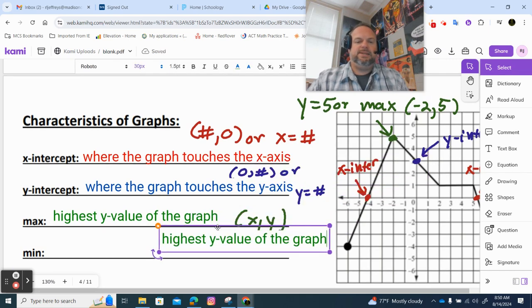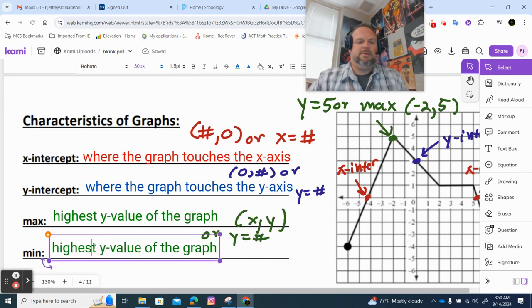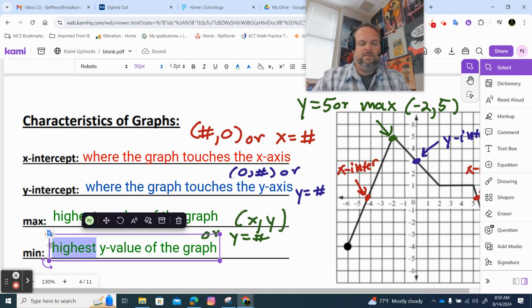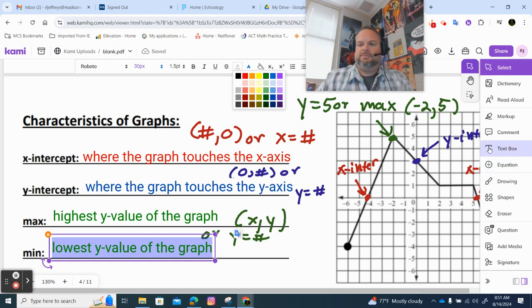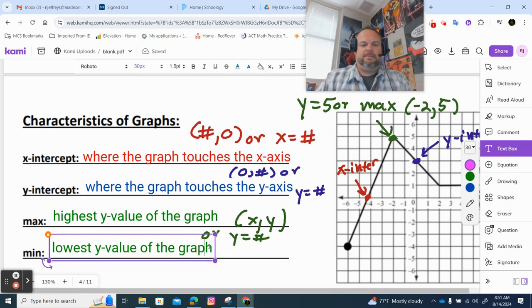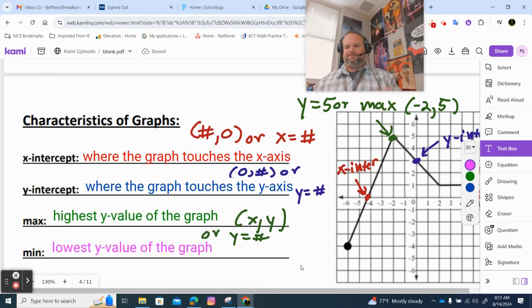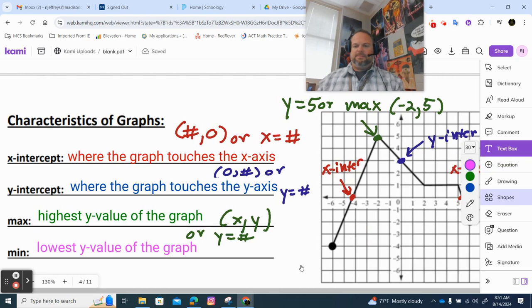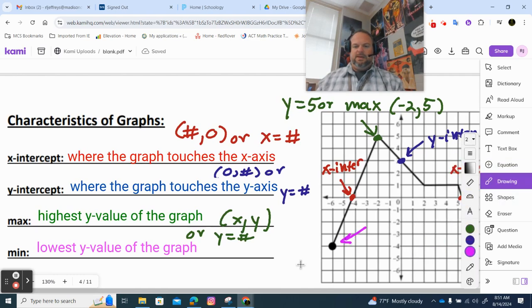So if max is the highest point, the highest y value, min would be the lowest. And let's see, what color do we want that to be? Do we have an orange? We'll make that pink. Okay. Here's our min.